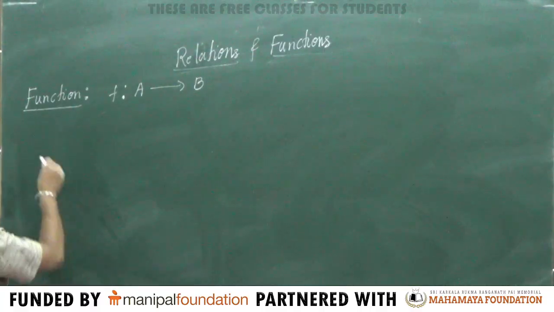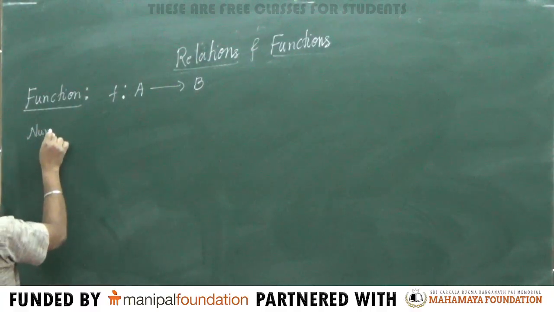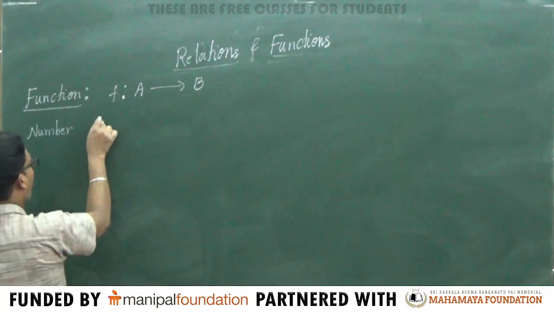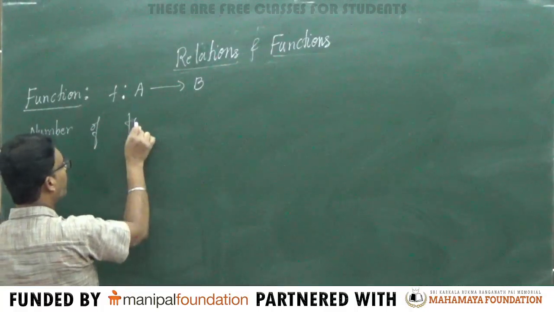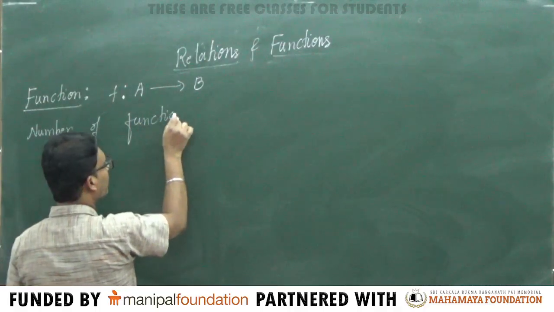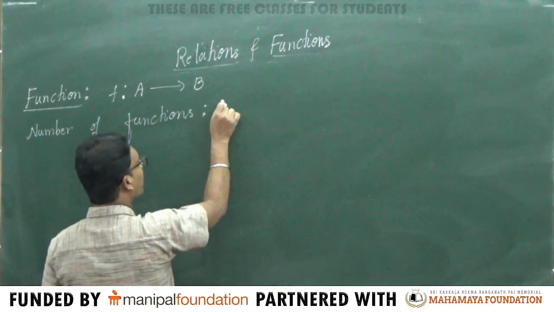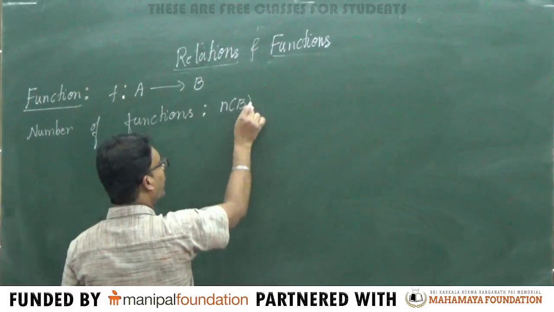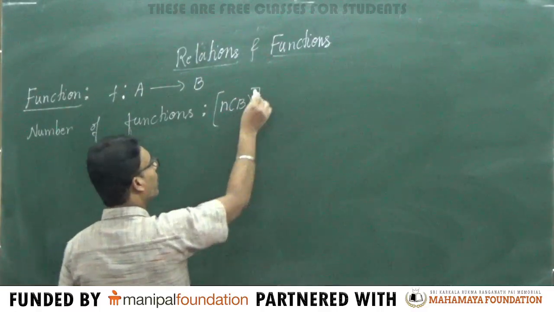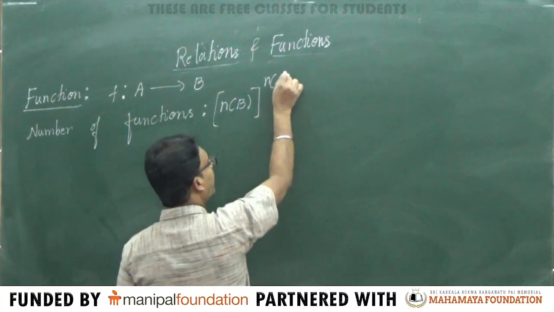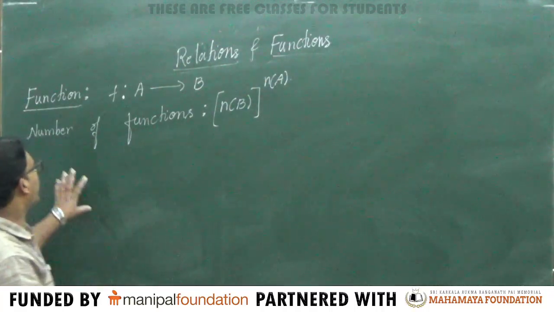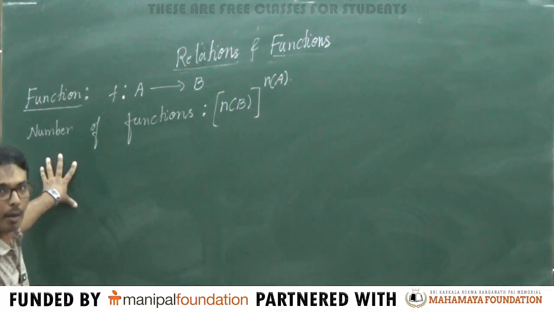Then the formula to find the number of functions. Number of functions is the number of elements present in the codomain to the power of the number of elements present in the domain. So that is the formula to find the number of functions.